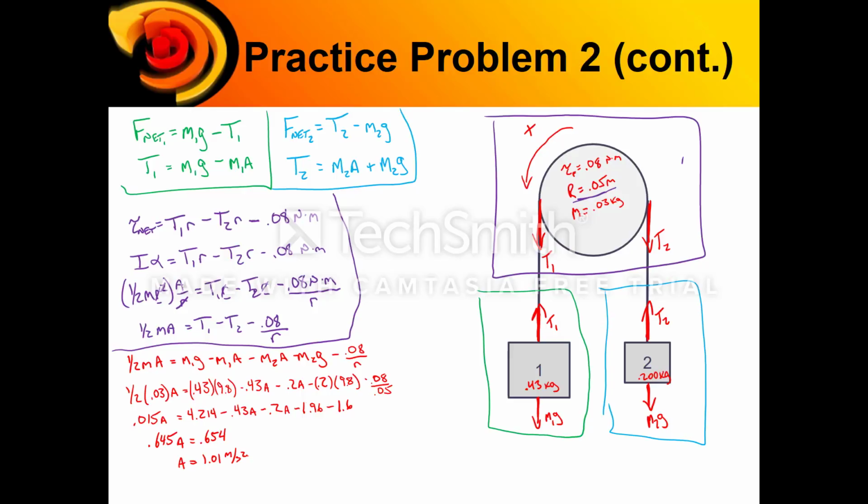Get the acceleration of the system now. So that's the acceleration of each one of the blocks, the linear acceleration of each one of the blocks is going to be 1.01 meters per second squared. Now, with that information, we can go back and we can solve for the second question that they're asking for, which is the tension of the pulleys, just by going ahead and plugging it into our tension equations.